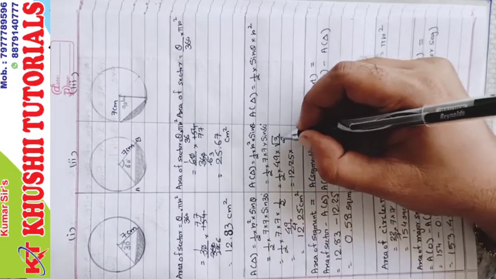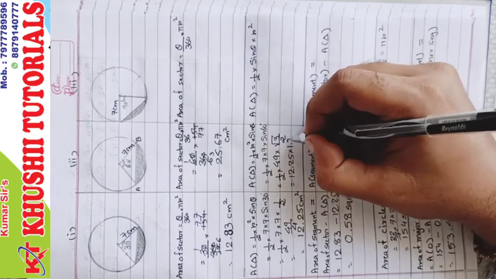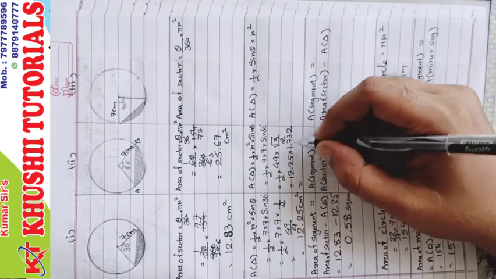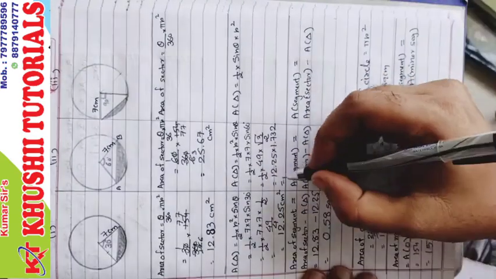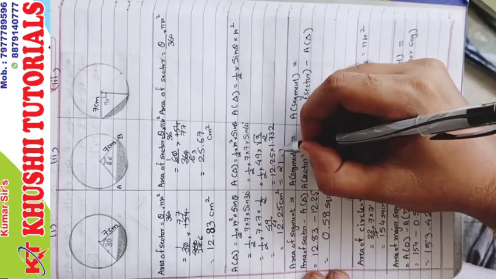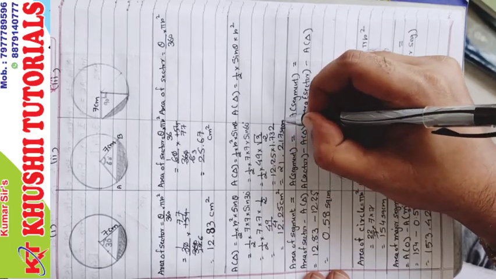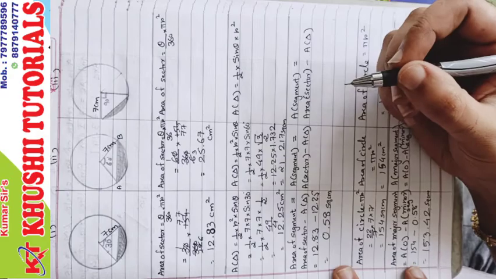12.25 into root 3. The value of root 3 is 1.732. And then after multiplying this, 21.217 square centimeter. This is the product of these two numbers.